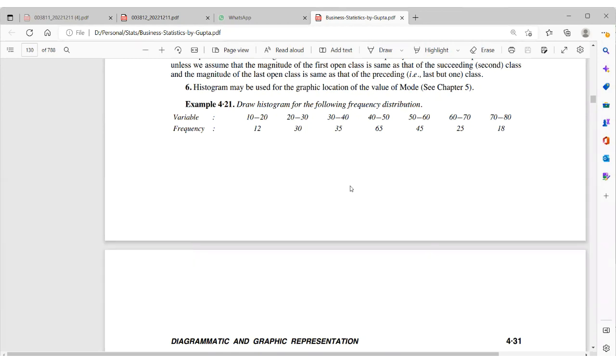The variable is given, the frequency is given, right? The variable is 10 to 20, 20 to 30, 30 to 40, and so on. Corresponding frequencies are given. We have to represent this in the histogram, right? See, the variable always lies on the x-axis, and the frequency on the y-axis. Look at this graph.